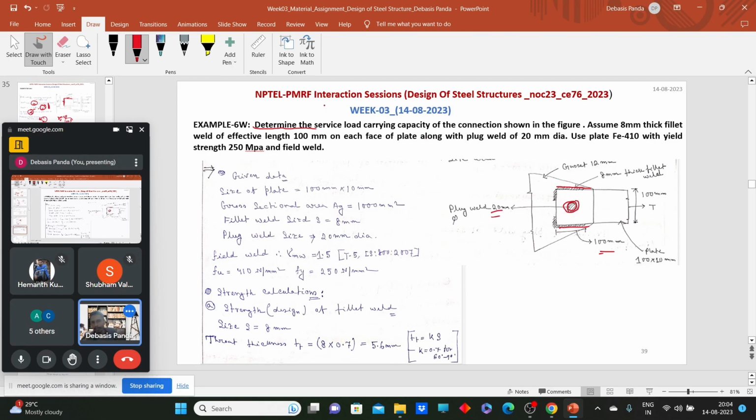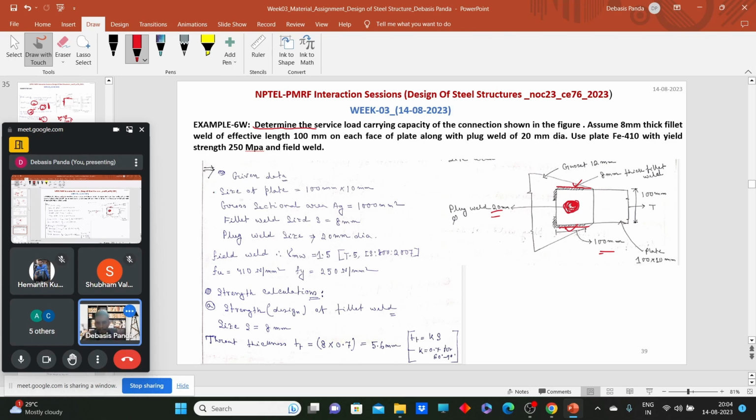Now the question says determine the service load carrying capacity. So what will you do for this problem? First you need to calculate the design load carrying capacity: the design load carrying capacity due to the fillet weld on these two portions, and the design load carrying capacity due to the plug weld. Then sum them up. That will be your design load carrying capacity. What will be the service load carrying capacity? Divide by the factor of safety, 1.5, and you will get the service load carrying capacity. So let's quickly solve this problem.